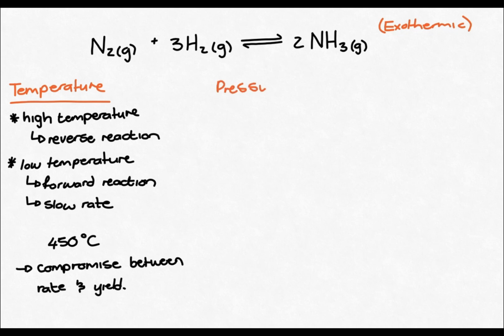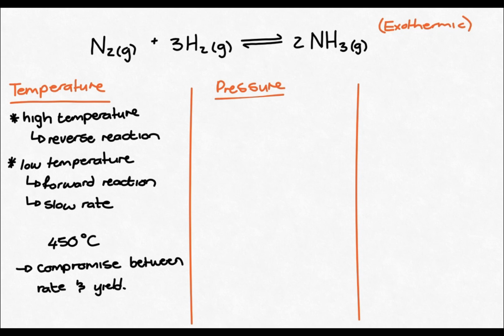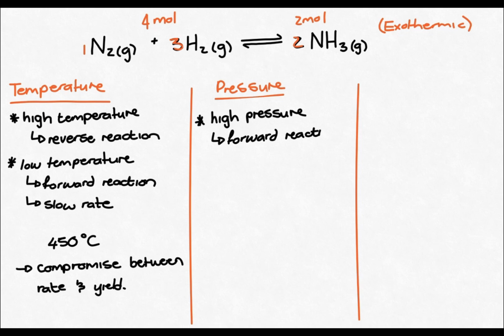The second variable that we'll have a look at is pressure. For this, we need to know the amount of gas molecules as reactants and as products. So here we can see that we have 1 mole of nitrogen and 3 moles of hydrogen. So that's a total of 4 moles of reactants. And we have 2 moles of ammonia. So that's 2 moles of products. Now at a high pressure, the reaction would want to favor the side with the least amount of gas molecules. This will be the forward reaction.